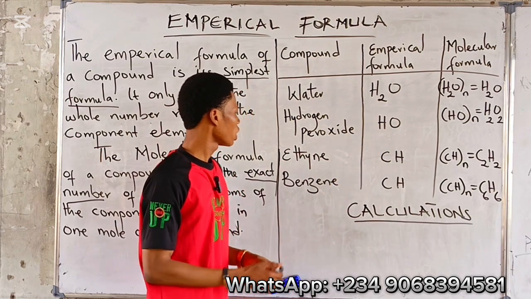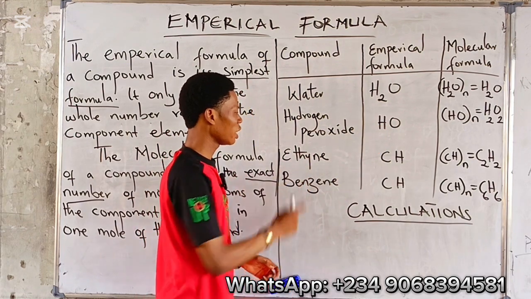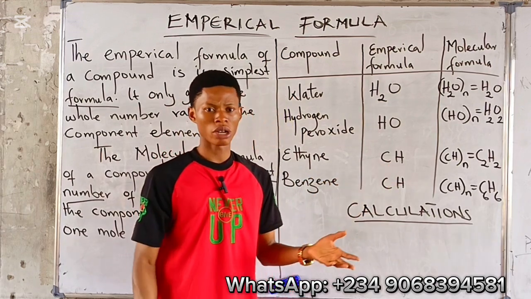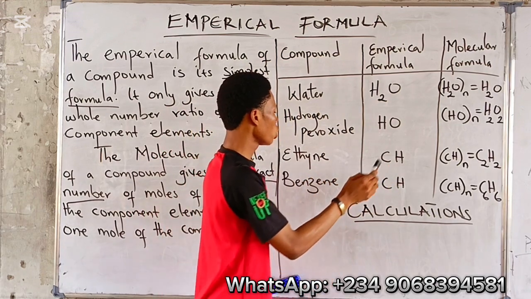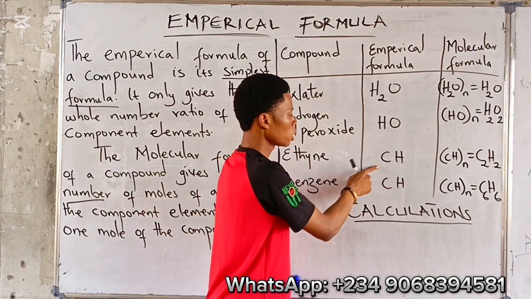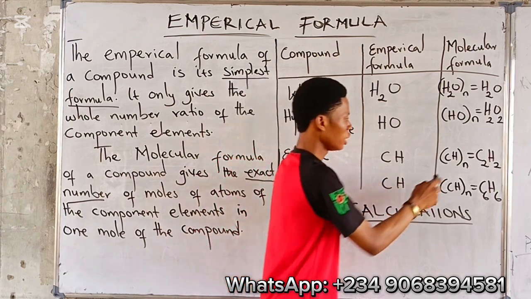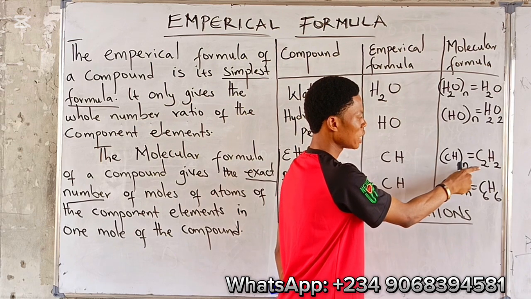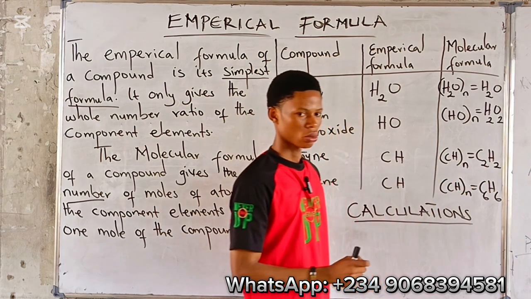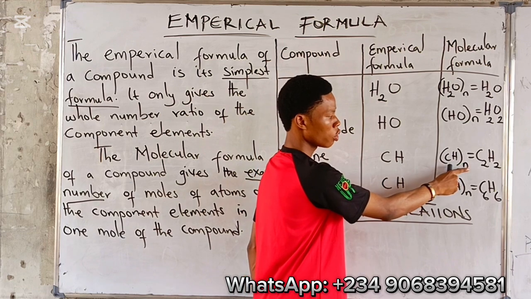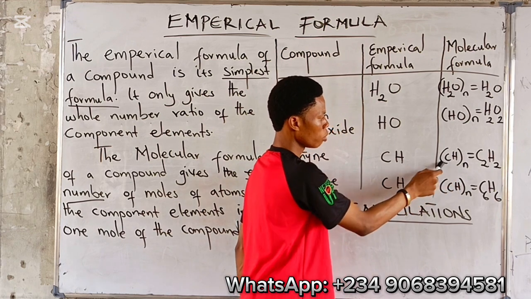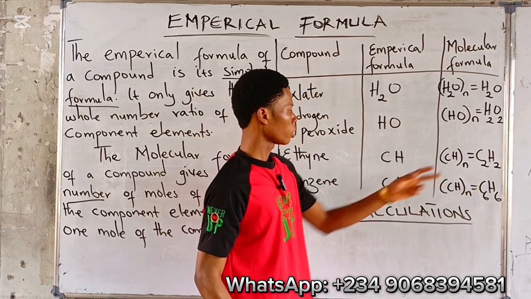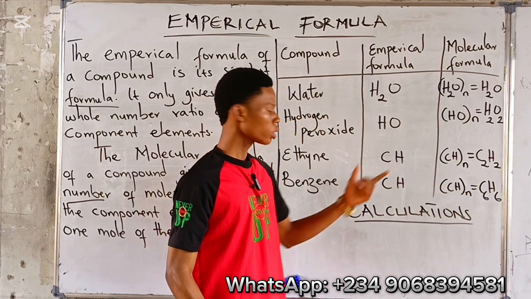Alright, moving on, ethyne. If you look at ethyne, this contains only carbon and hydrogen. So since it contains only carbon and hydrogen, the simplest formula is CH, in the ratio 1:1. So the molecular formula is C2H2. So what is n here? n will be 2, so that when you open the bracket, you get C2H2. So this is the molecular formula and this is the empirical formula.